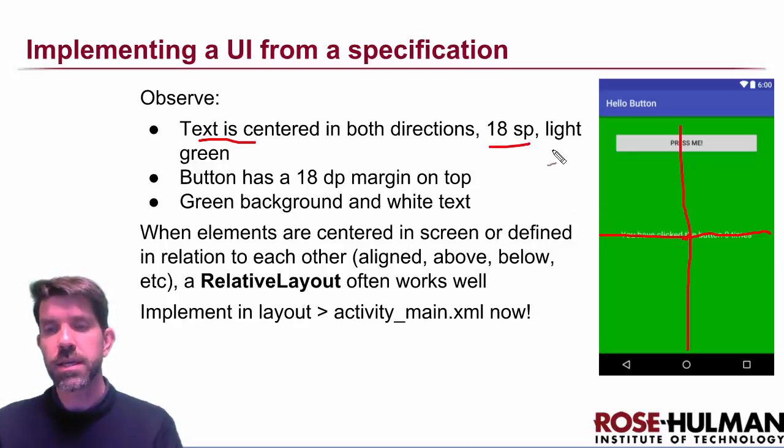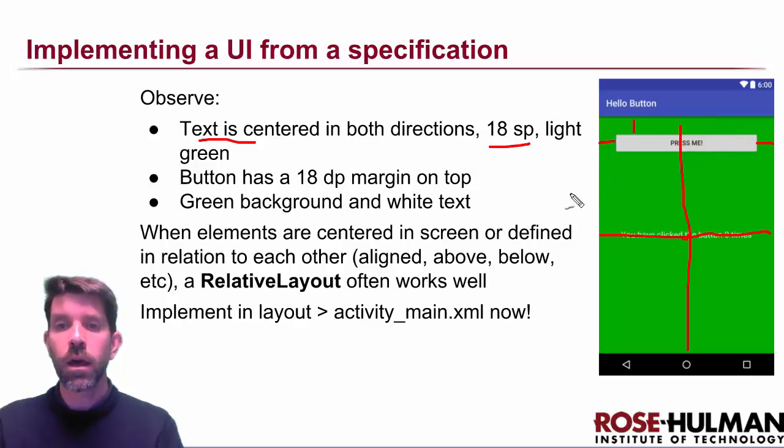I'm giving you a size, so it's going to be 18-point font here, light green, we already got the color. The button up top is going to have an 18-point margin on top, and we're probably going to end up using the same margin here, so it's just going to be 18 all around. And then the background, as we said, is going to be green.